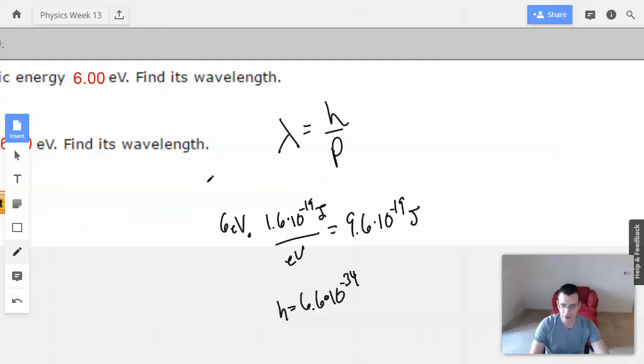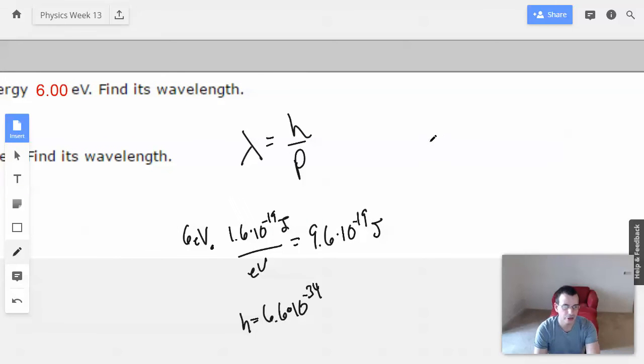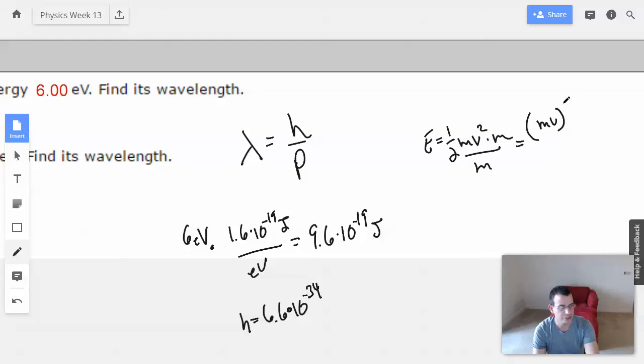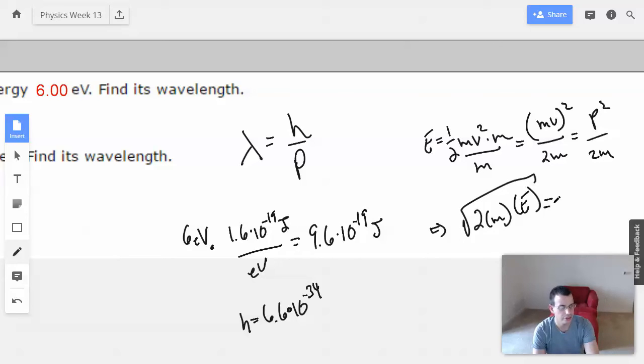They gave us energy, so I'm going to use energy equals 1/2 mv squared. Multiply and divide by m, and this is mass times velocity squared over 2m, which equals p squared over 2m. Rearranging, I have the square root of 2 times mass times energy equals p.